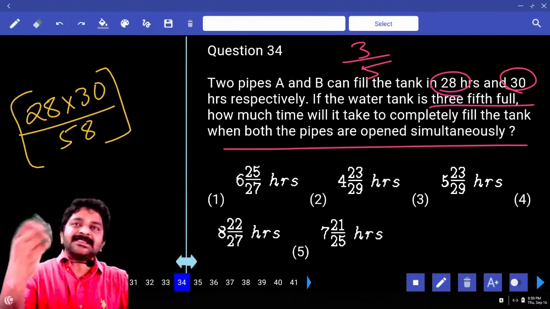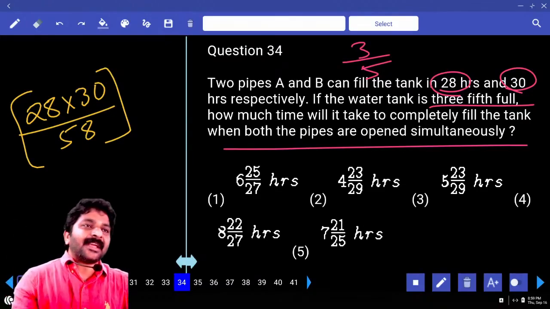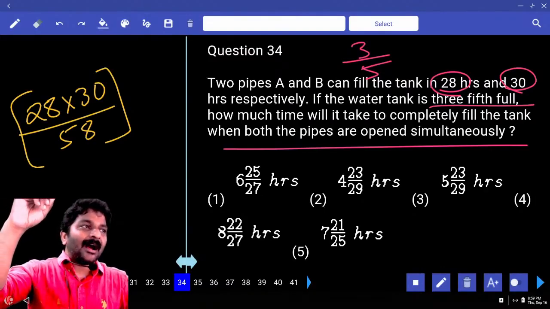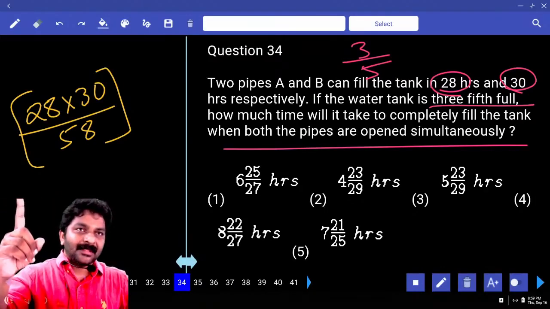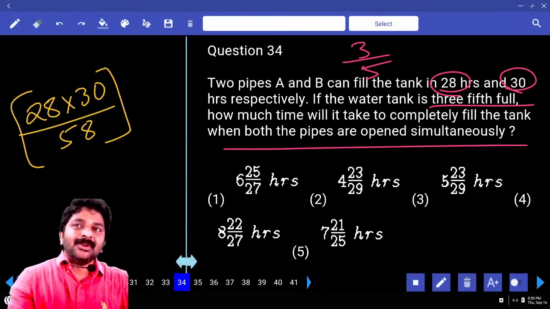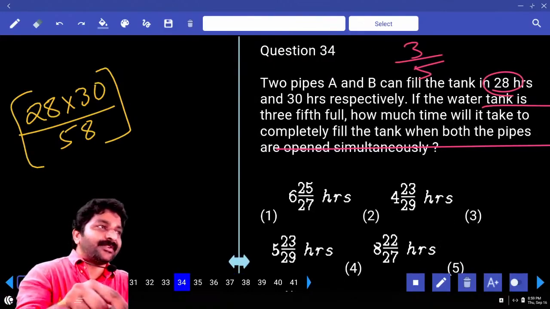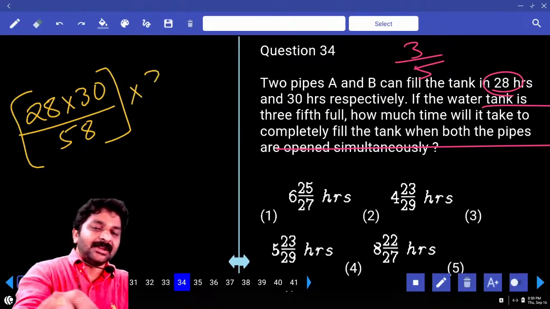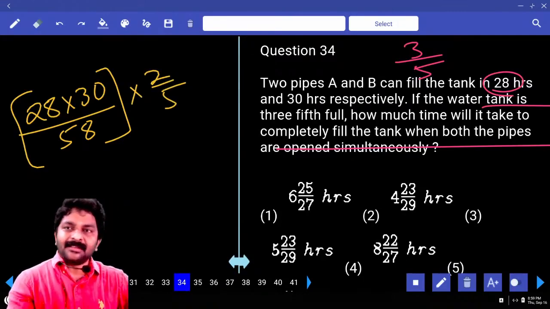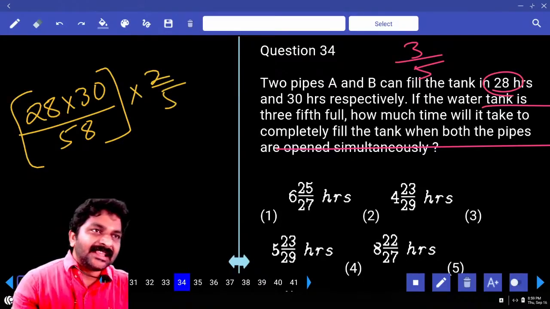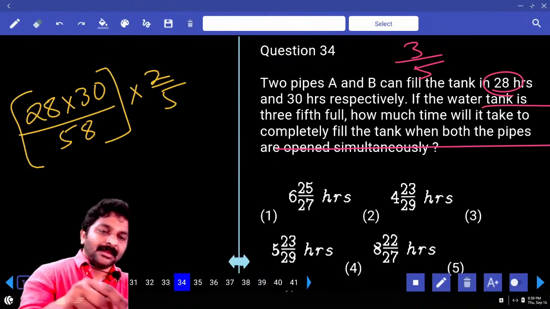In terms of percentage, 100%. In terms of fractional part, it is 1. Already 3/5 is filled, so the remaining tank capacity is 2/5. So the time it takes to fill the remaining tank capacity is the full time into 2 by 5. That's all. Is it clear?